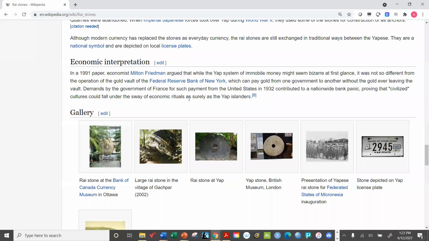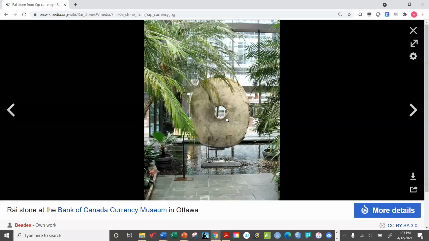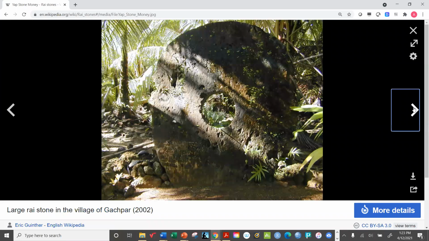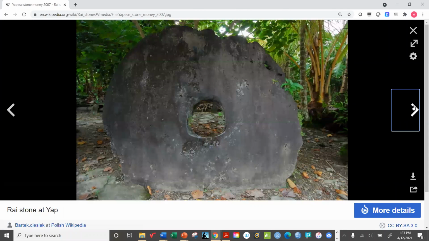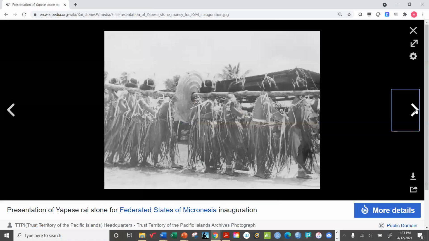Oh, well, actually, there's one. The Smithsonian in Washington actually owns one of these. This one is at the Bank of Canada Currency Museum in Ottawa. That one gives you a better feel, but I wanted a picture where there's a person standing next to it to get a better sense of how enormous these stones really are. And the thing is, they're just sitting on this island. Nobody ever moves them. They just sit there. Well, what kind of system is that?